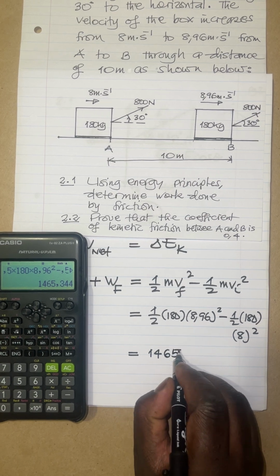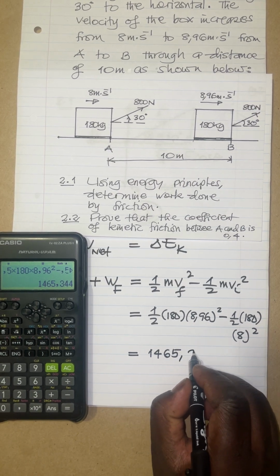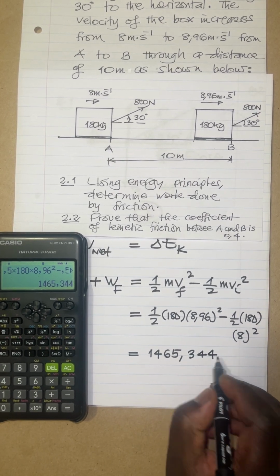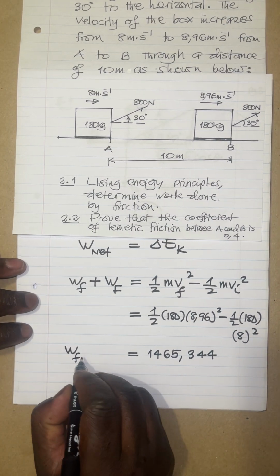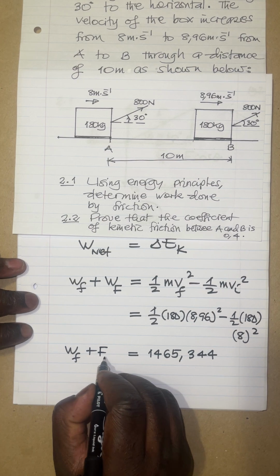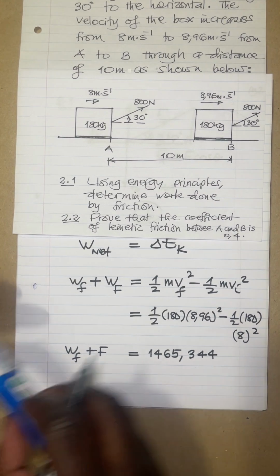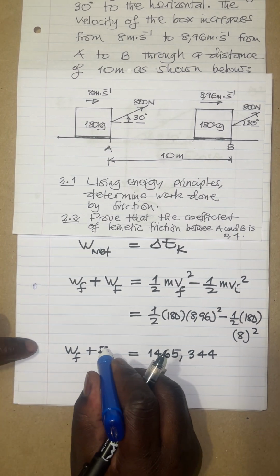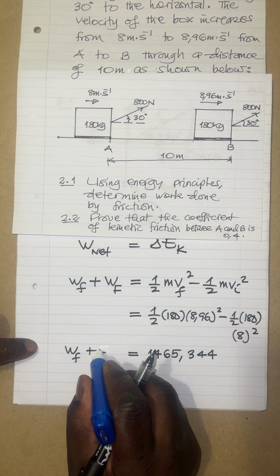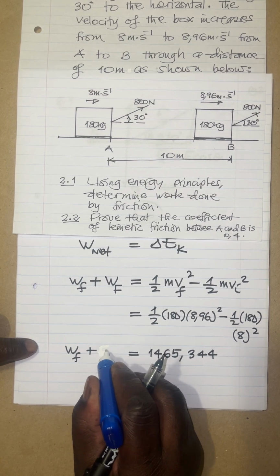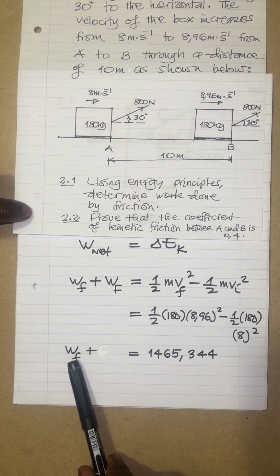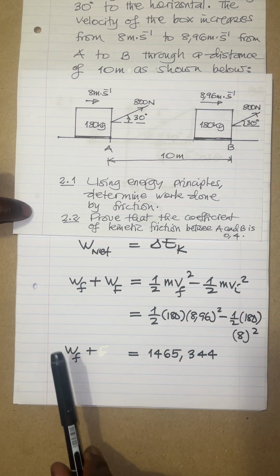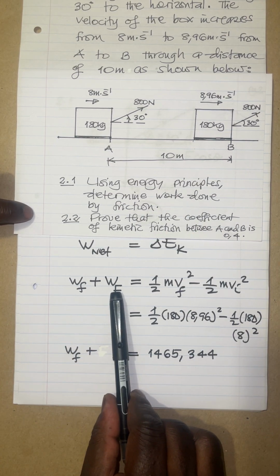1465,344. We know that that's energy. So this is work done by frictional force plus work done by applied force, component of applied force. Let me just put WF there. Now, the question is asking us to work out work done by frictional force, this one. Therefore, for us to be able to work out this, we need that.